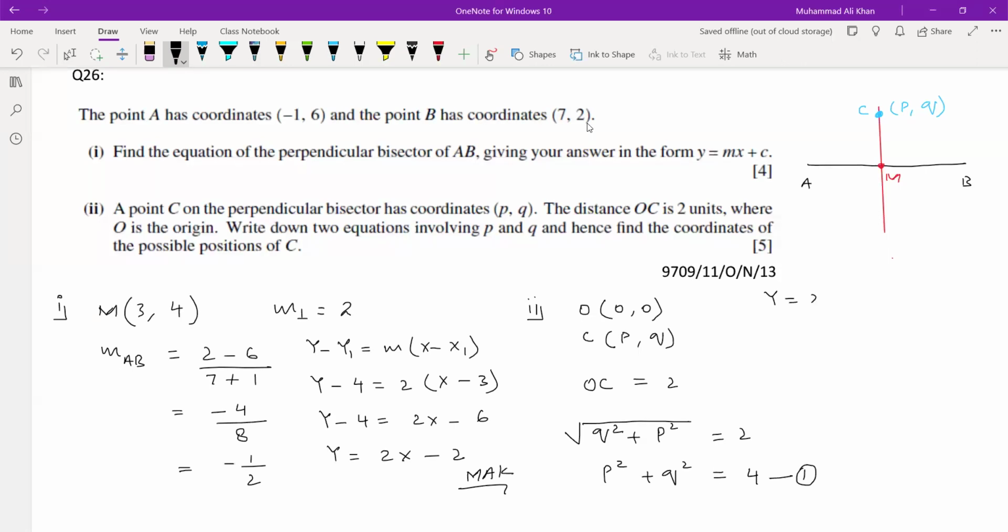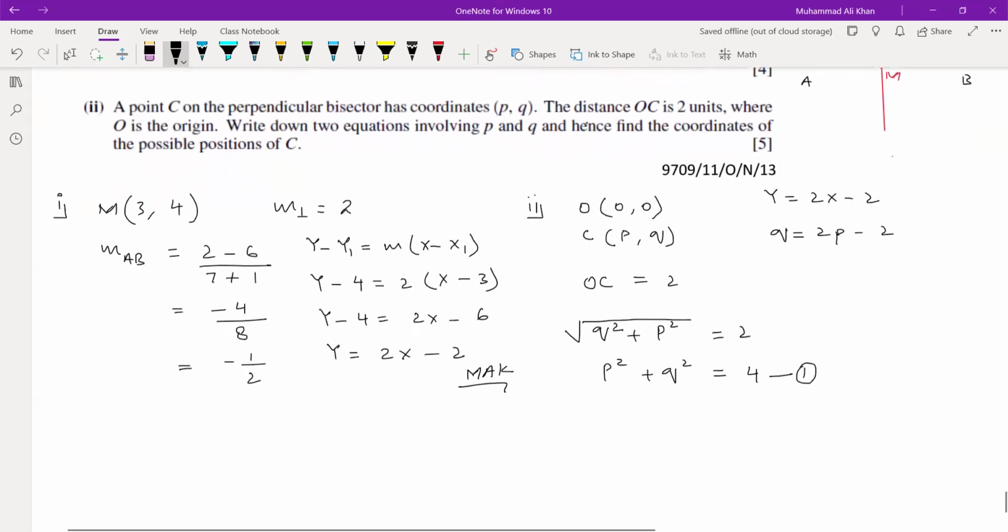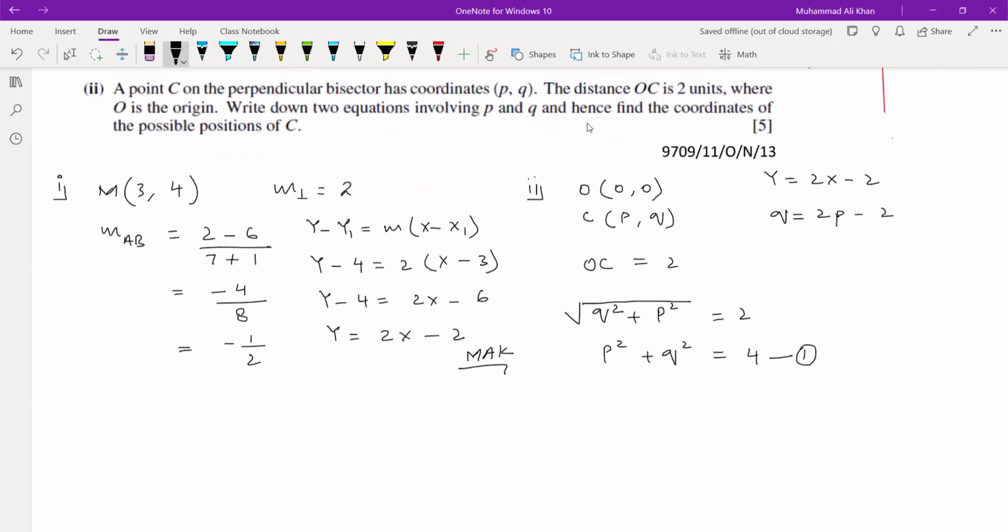y equals 2x minus 2, and on the perpendicular bisector we have PQ. So I am going to replace x and y with p and q. So q equals 2p minus 2. Are you clear? Any confusion? No. So now this is equation 2, and now we have to solve them simultaneously. Now I am replacing q here in equation 1.